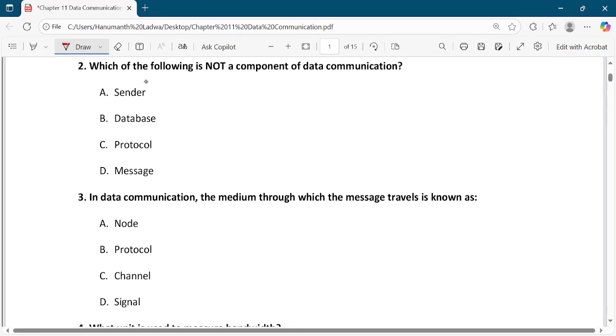Question number 2. Which of the following is not a component of data communication? Option A, sender. B, database. C, protocol. D, message. So here option B, database is the right answer. Question number 3. In data communication, the medium through which the message travels is known as option A, node. B, protocol. C, channel. D, signal. So here option C, channel is the right answer.